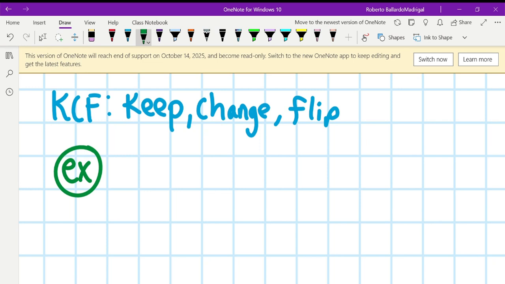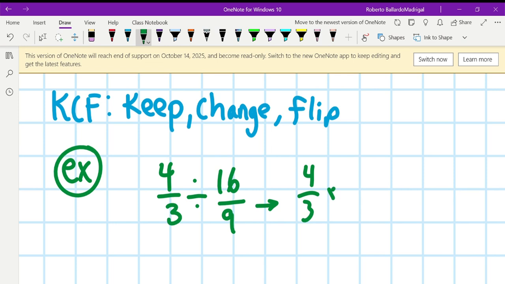4/3 divided by 16 over 9. Okay, so 4/3 divided by 16 over 9, we obviously have two fractions. If we are doing keep, change, flip, then that means we are going to keep the first fraction how it is. We will change the division sign to a multiplication sign, and we'll flip the second fraction. So we'll get the following. 4/3 times, let me not use the x, let me use the dot instead, 4/3 times 9 over 16.